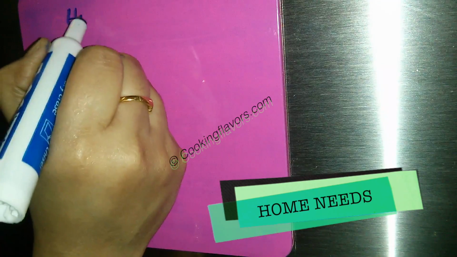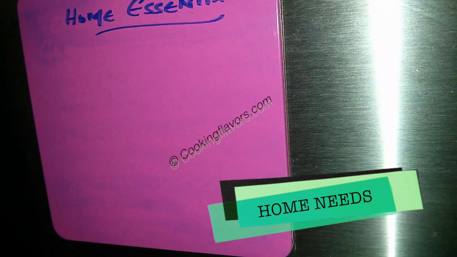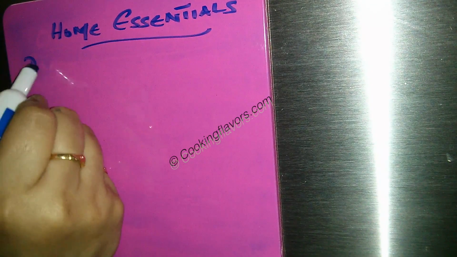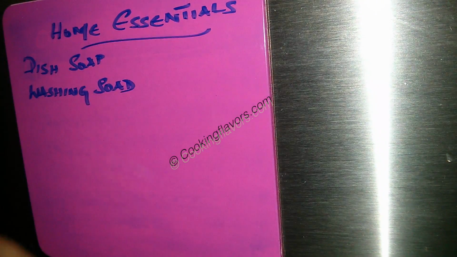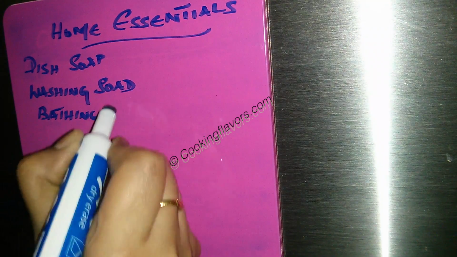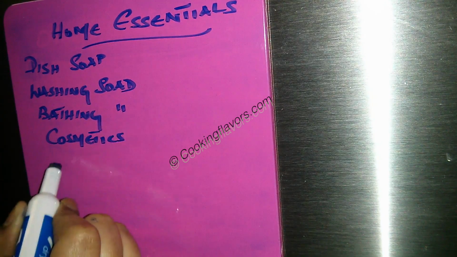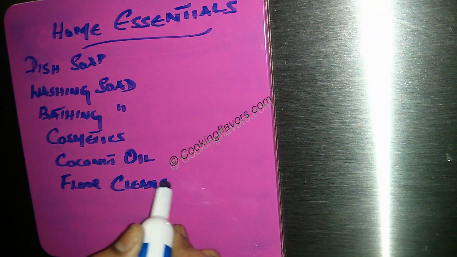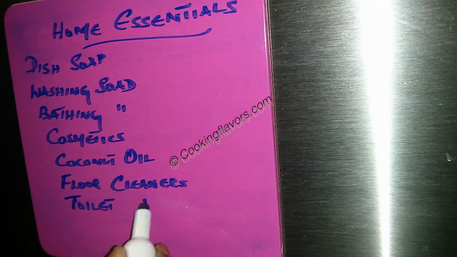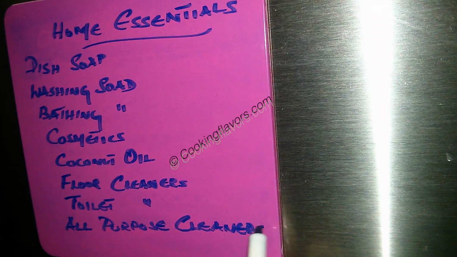So far I showed you the provision list for cooking. Now I'm showing you other home essential items that we use other than cooking. Let's look at what they are. I'm writing dish soap, which you use to wash your vessels and dishes. Washing soap, either bar form or liquid form. Bathing soap. Since I've written bathing soap, along with that I'm writing cosmetics like your powder, your cream, whatever cosmetics. Basic coconut oil for your hair. And then floor cleaner, the liquid floor cleaners. Toilet cleaners specific for toilets, and all-purpose cleaner, the one which you use to wipe your windows, your refrigerator, your ovens, and things like that.